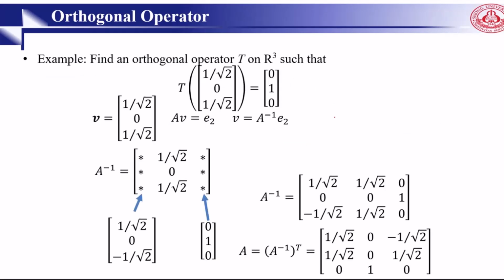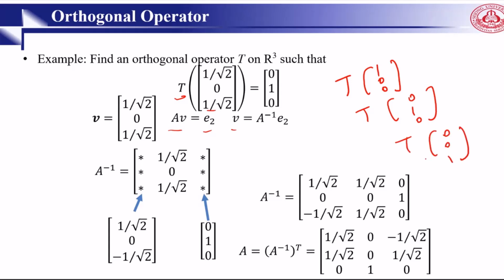So let's see an example. We want to find an orthogonal operator T on R3 such that T of this vector is equal to (0, 1, 0). Suppose v is equal to (1 over root 2, 0, 1 over root 2). Suppose that T is such an operator with a standard matrix, for example A, then we can say that Av is equal to e2 and v is equal to A inverse e2. Remember that a standard matrix has columns that are the images of the standard basis vectors. For example, T of (1, 0, 0), T of (0, 1, 0), and T of (0, 0, 1). These form the standard matrix.